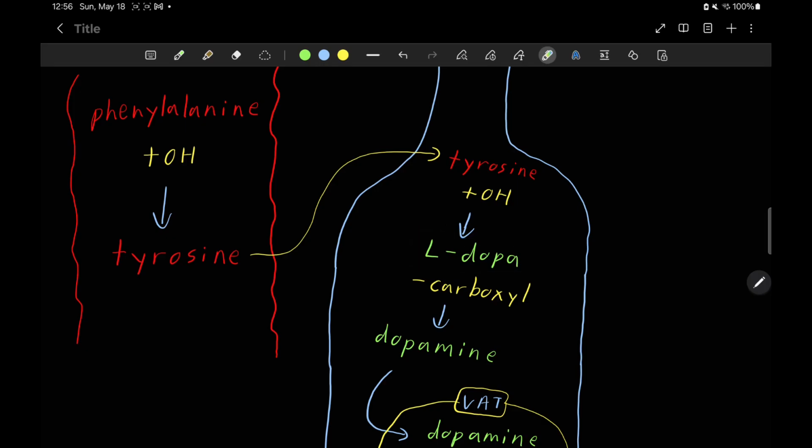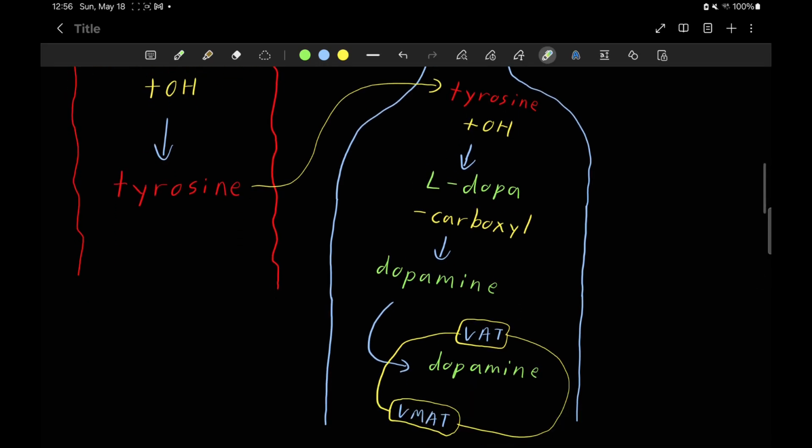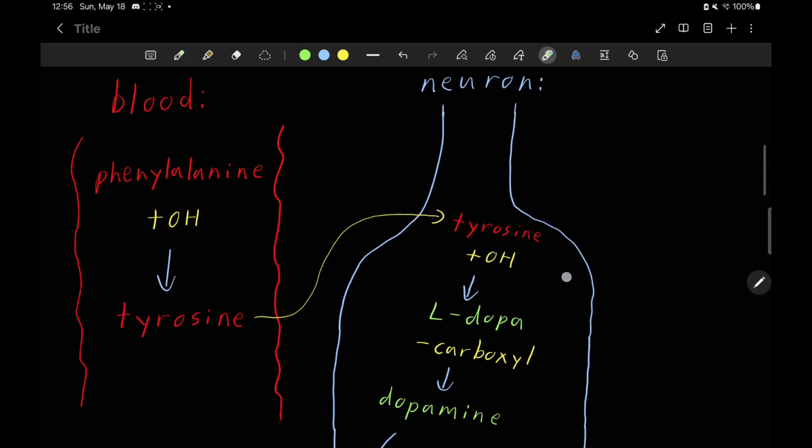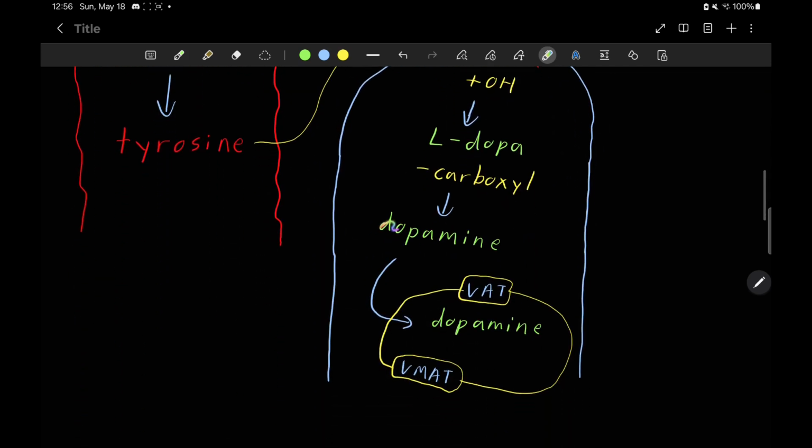L-DOPA is an amino acid, meaning it has an amine group and a carboxylic acid group. Then an enzyme called decarboxylase comes and removes a carboxyl group. So then you only have your amine group, and as a result, you go from an amino acid to an amine, specifically a catecholamine, because you have your catechol structure, and now you only have an amine group without your carboxyl group. And that gives you your messenger molecule, dopamine.